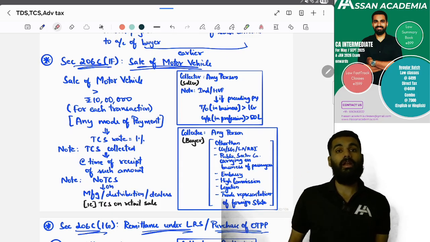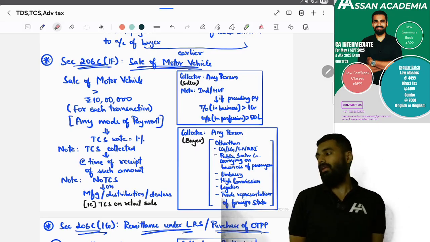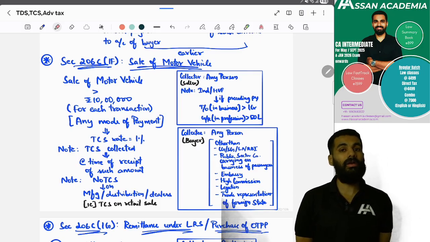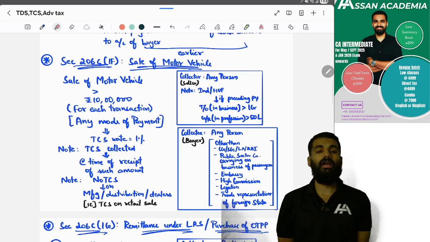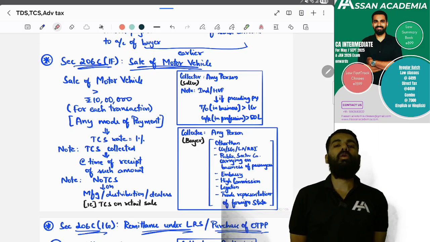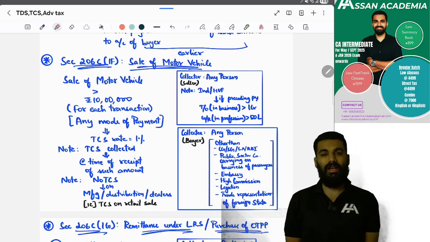Next, section 206C 1F, where you are selling a motor car and the value of the motor car is more than 10 lakh rupees for each transaction, then the particular seller can be any person. But if he is an individual or HUF, the turnover in the business should be more than 1 crore, gross receipt should be more than 50 lakhs.